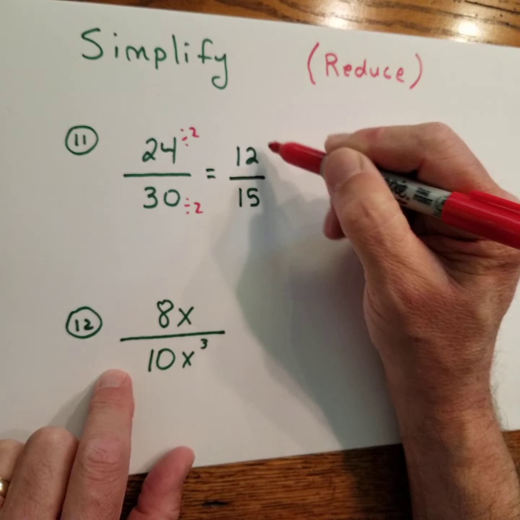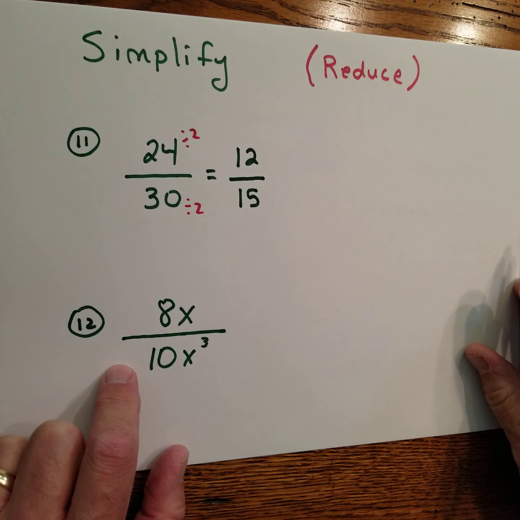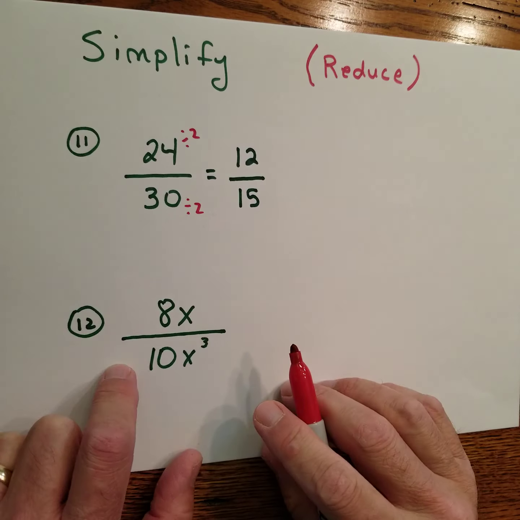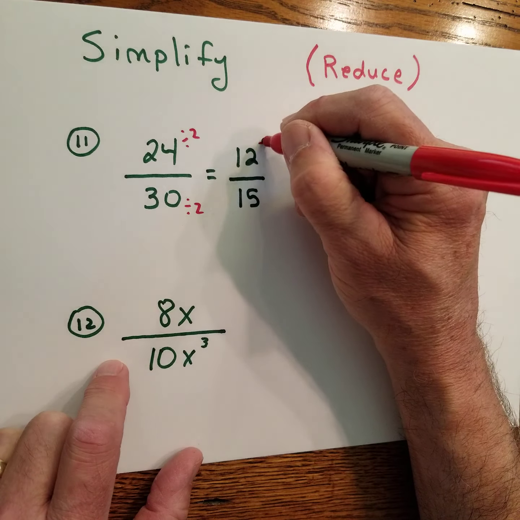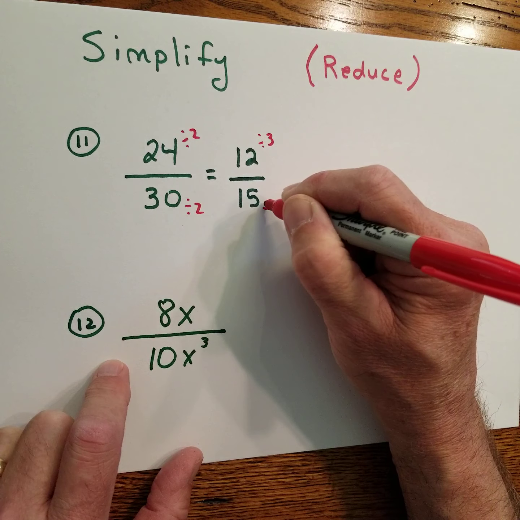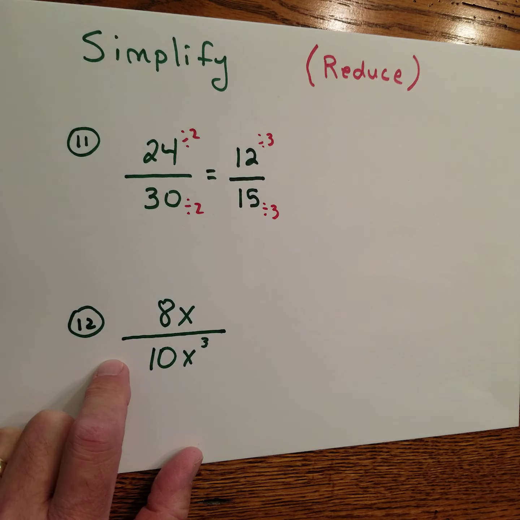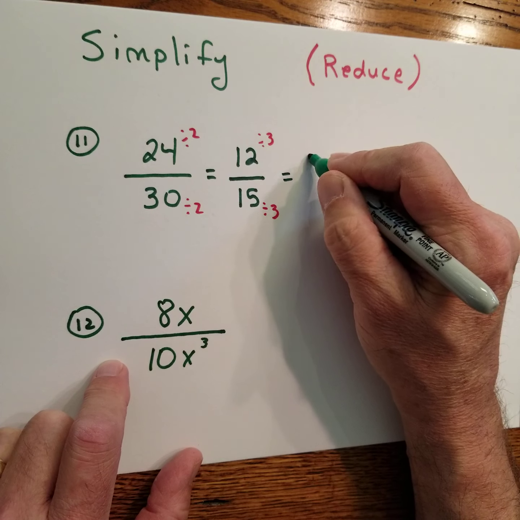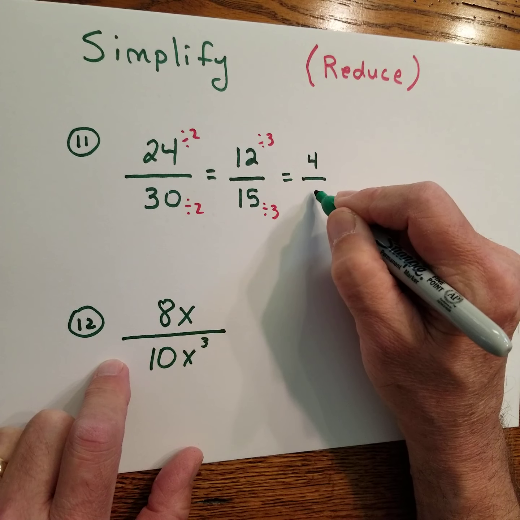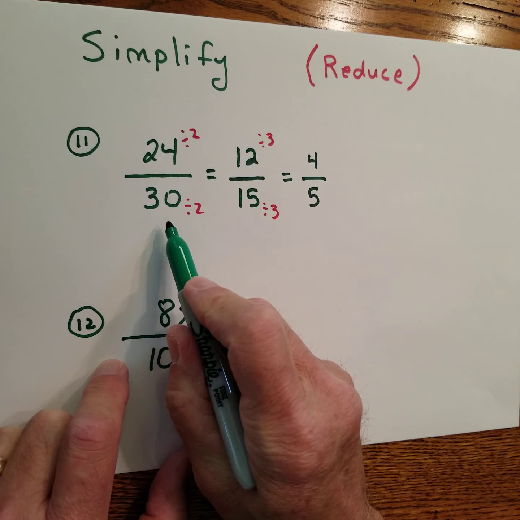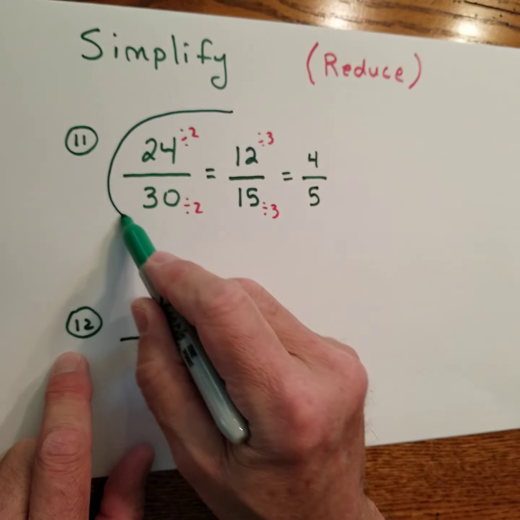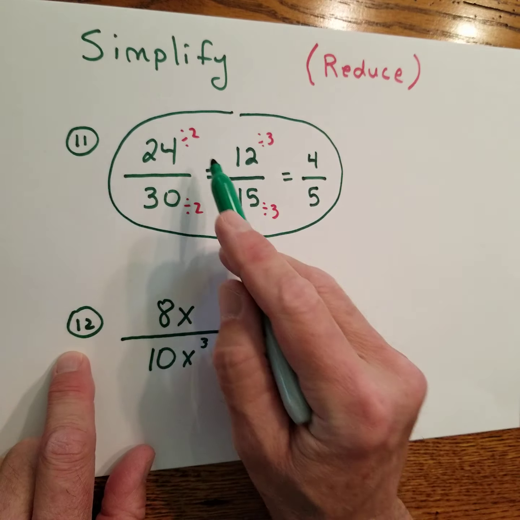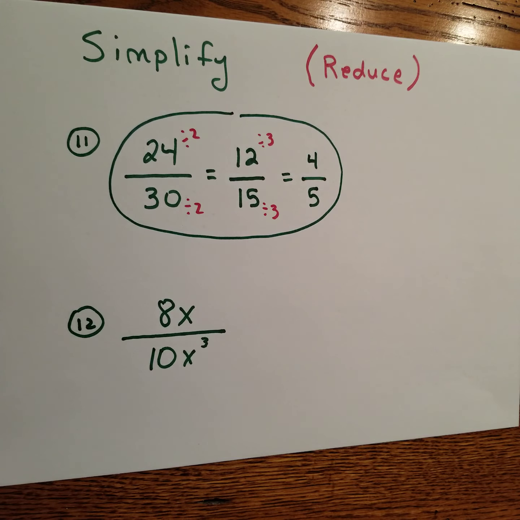If I stop here, I haven't reduced it completely, because 12 and 15 will reduce again. They're both divisible by 3. If I divide the top by 3 and divide the bottom by 3, 12 divided by 3 is 4, 15 divided by 3 is 5. 24 over 30 reduces to 4/5. Show your work just like this, although the things I put in red, if you can do that in your head, all the better.